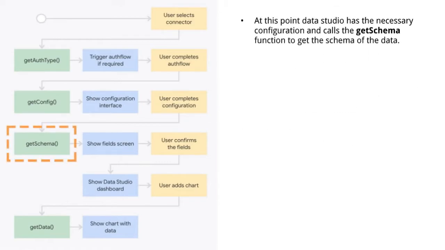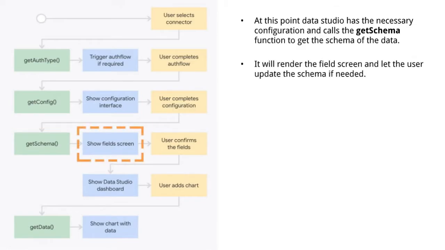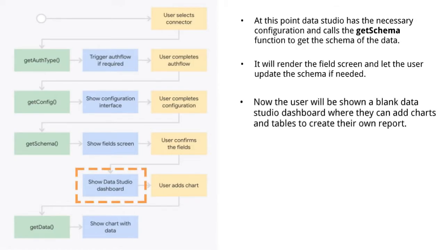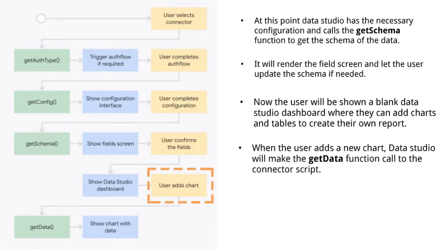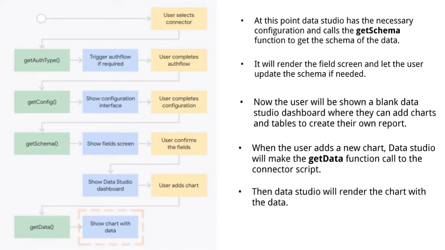At this point Data Studio has the necessary configuration and calls the getSchema function to get the schema of the data. It will render the field screen and let the user update the schema if needed. The user clicks the Create Report button to move on to the next step. Now the user will be shown a blank Data Studio dashboard where they can add charts and tables to create their own report. When the user adds a new chart, Data Studio will make the getData function call to the connector script. Then Data Studio will render the chart with the data. This is basically how a community connector works.